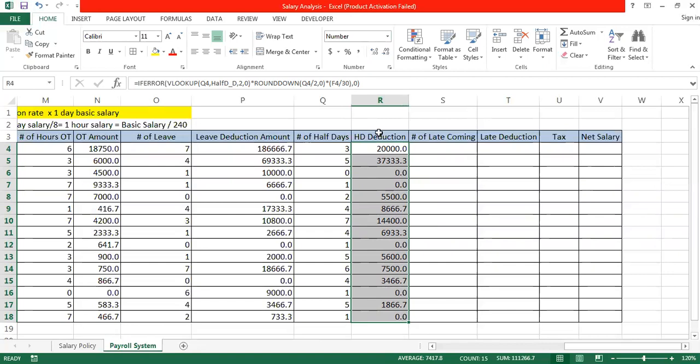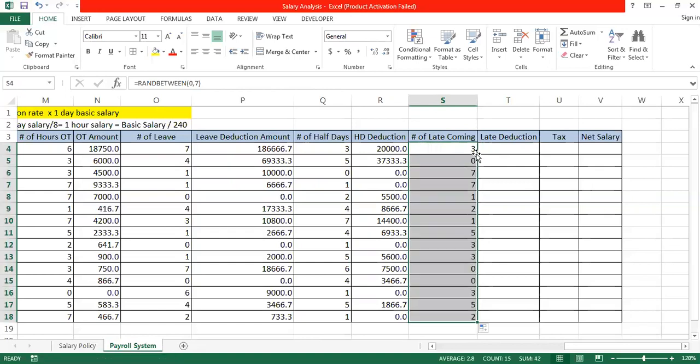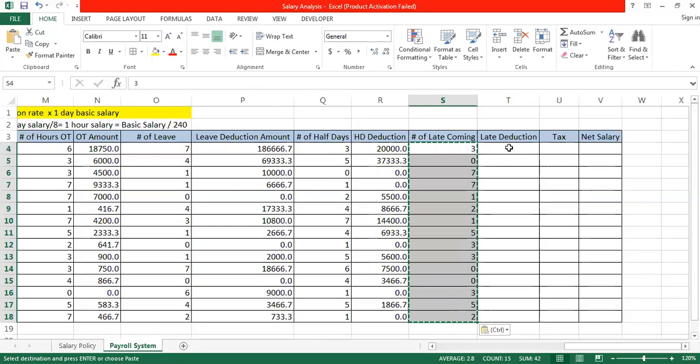Now we have number of late comings. So number of late comings is equal to, you can see how many late comings again we have, or we will generate it by using the RANDBETWEEN formula, 0 to 7 late comings. And then, in order to fix, eliminate the formula behind the cells, Control C, Paste Special, Values. Okay, then late deduction.